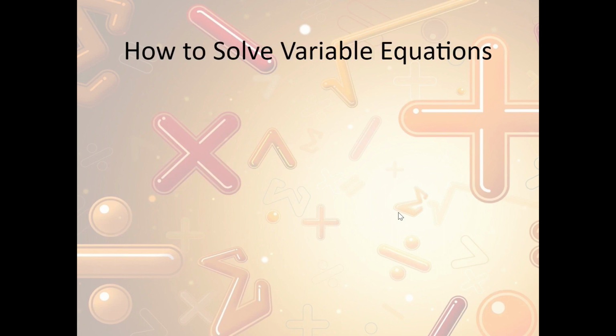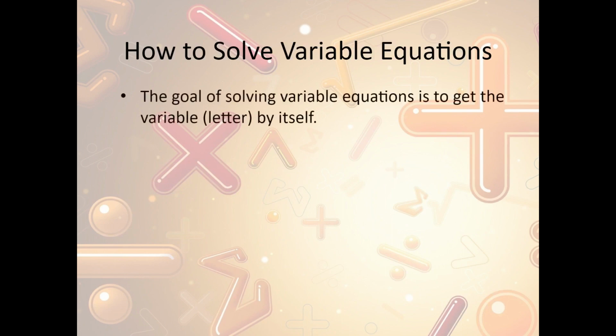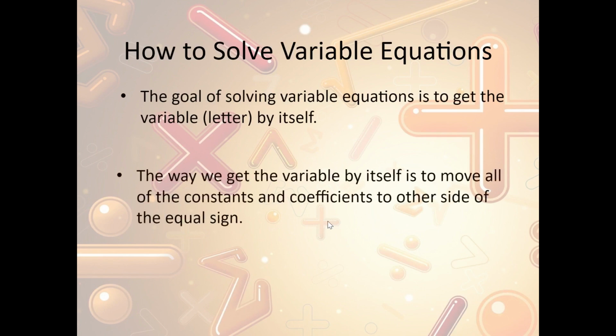Now, how do we solve variable equations? The goal is to get the letter or the variable by itself. So we need to get everything away from the variable. The way we do that is we're going to move everything, the constants and the coefficients, to the other side of the equal sign. So all the numbers go to one side and the variable stays by itself.